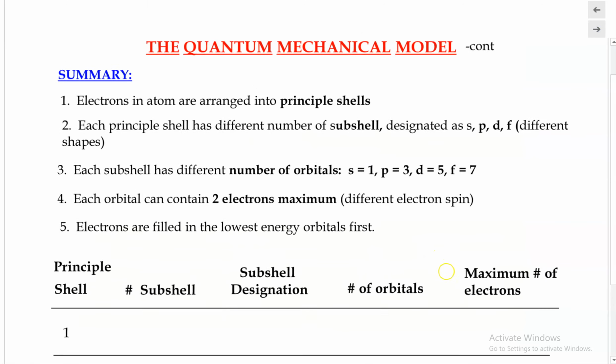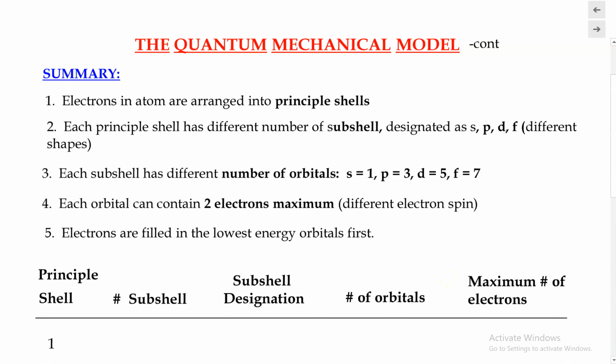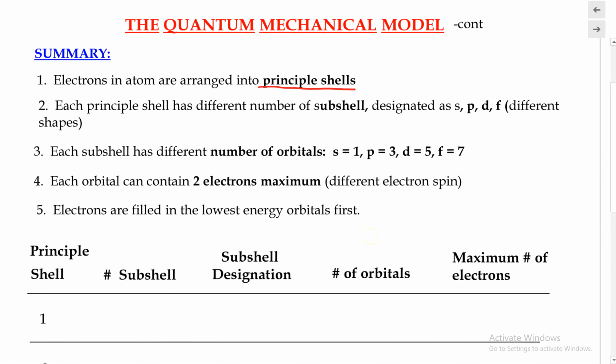And now, in summary, the quantum mechanical model. So again, it shows the arrangement of the electrons. Electrons are first arranged into the principal shells. And in each of the principal shells, there are different numbers of subshells, and they're designated as S, P, D, and F. And they have different shapes to their orbitals. And each subshell has a different number of orbitals.